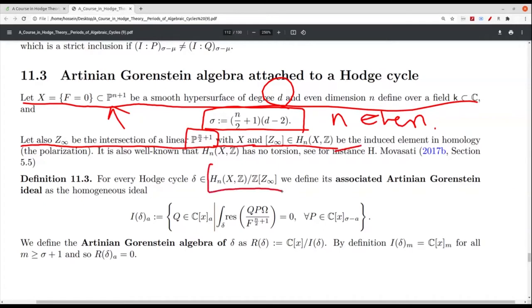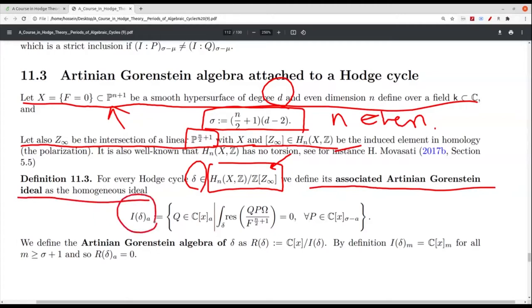We will consider this quotient. All the Hodge cycles are considered up to this element, which is also called the polarization or hyperplane section. If you have a cycle here, or let's say a Hodge cycle delta, the associated Artinian Gorenstein ideal has its homogeneous piece of degree a defined by this formula. What we do is multiply: it contains all Q such that if we multiply Q with P of this degree, such that at the end this becomes a differential form in projective space, and if we take the residue, then the integral must be zero for all P.